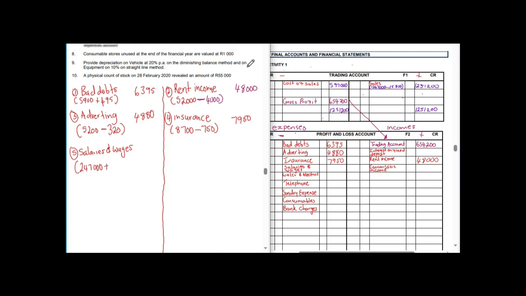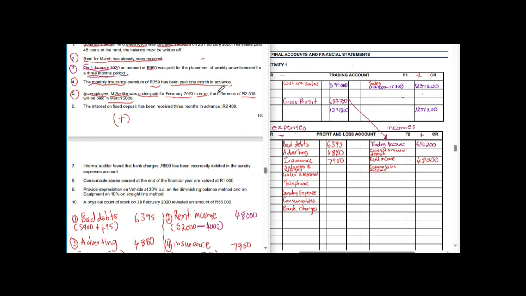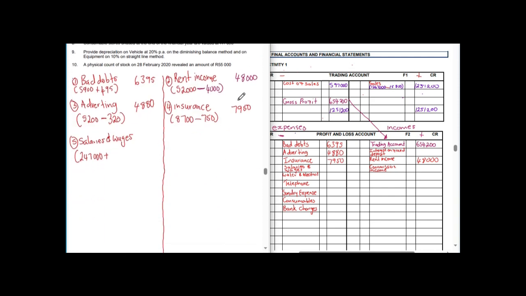And then the difference that has been given is 2,500. And then we're going to say plus 2,500, and then we close. And then the whole amount for salaries and wages will be how much, 247,000 subtract 2,500, and then we have, not subtract, we are adding 247,000 plus 2,500 because it was underpaid.